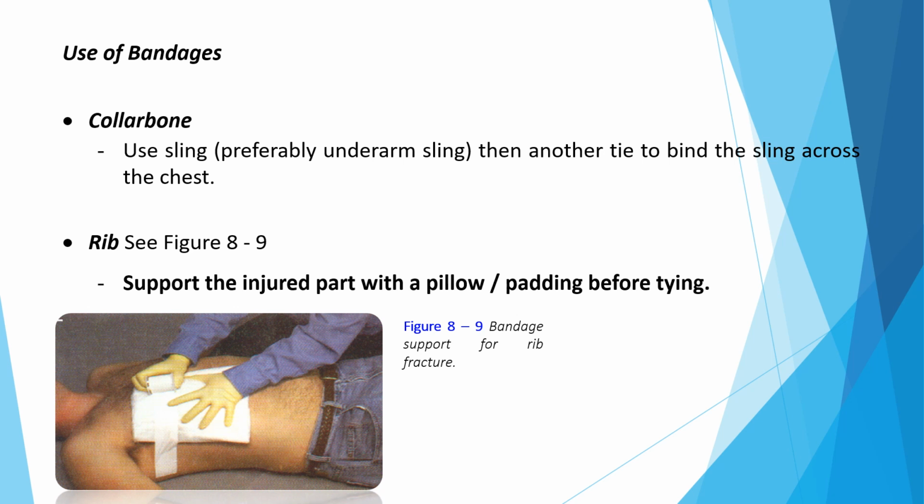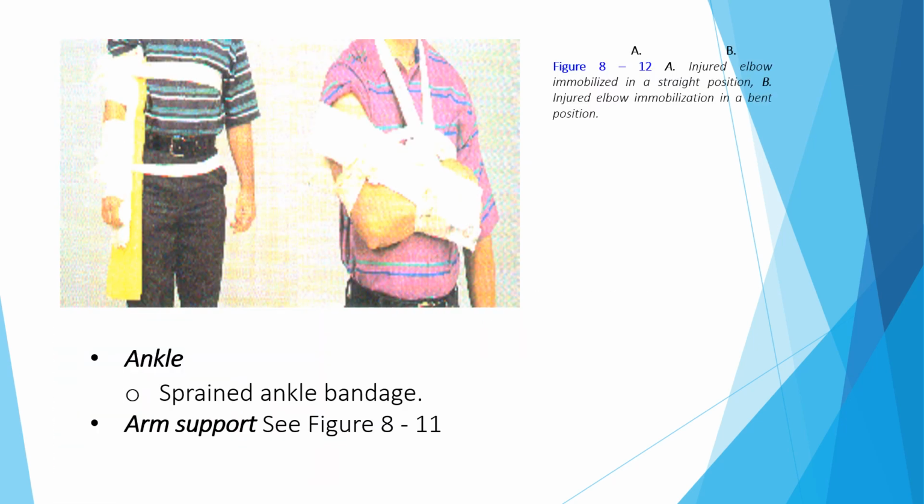For the collarbone, use bandages. Use a sling, preferably an underarm sling, then another tie to bind the sling across the chest. For the rib, support the injured part with a pillow. Add padding before tying. Okay, so here are samples of our splints.